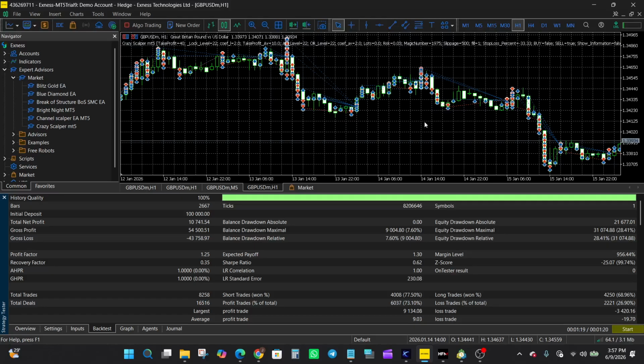So overall, Crazy Scalper offers a non-indicator approach that combines simultaneous buy and sell trading with locking and averaging mechanisms described by the developer. So whether that approach fits your trading style is something best evaluated through careful testing and independent analysis.